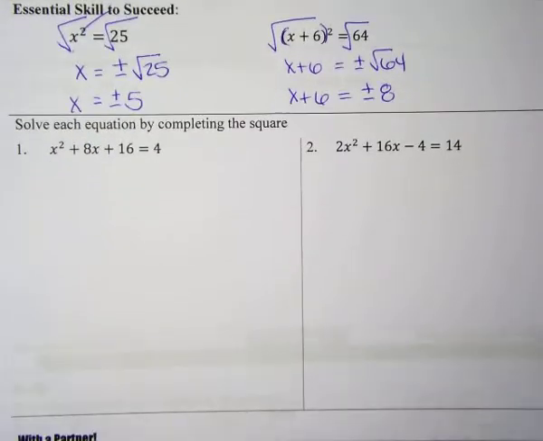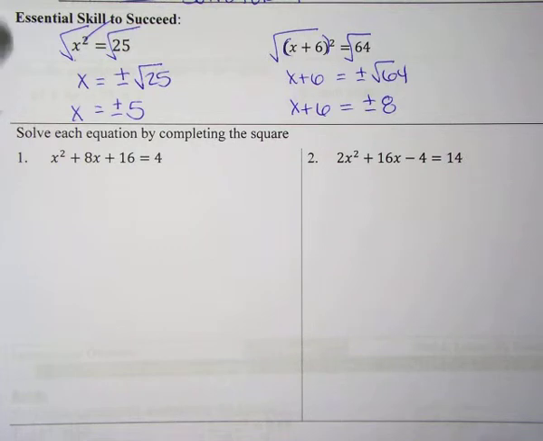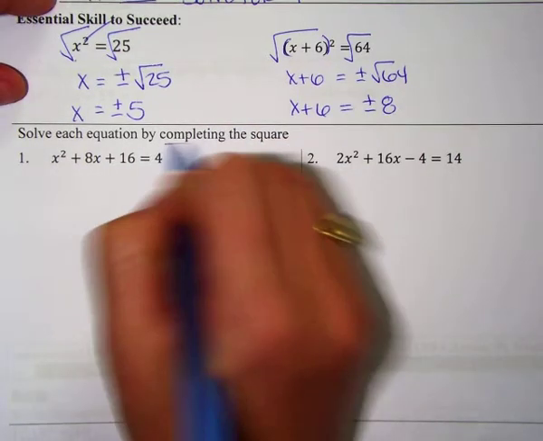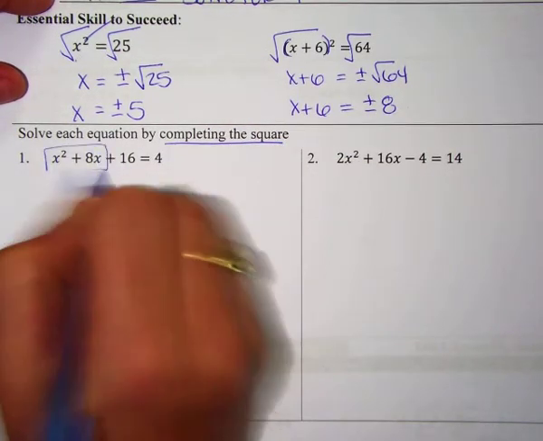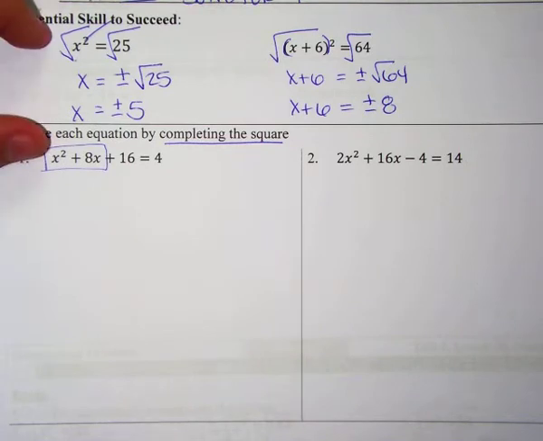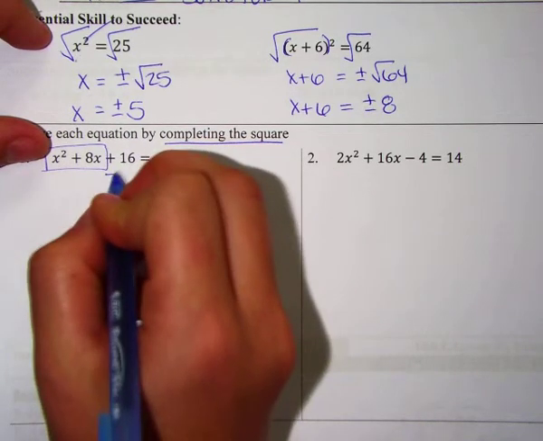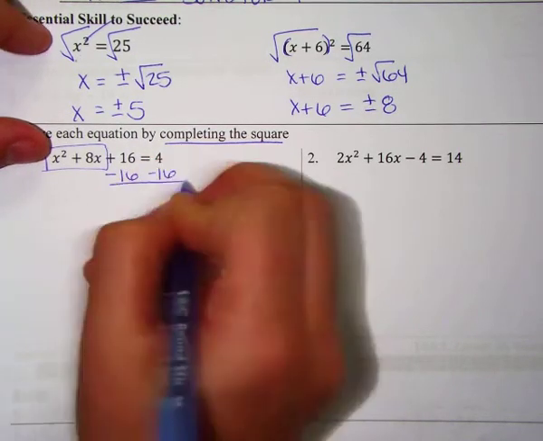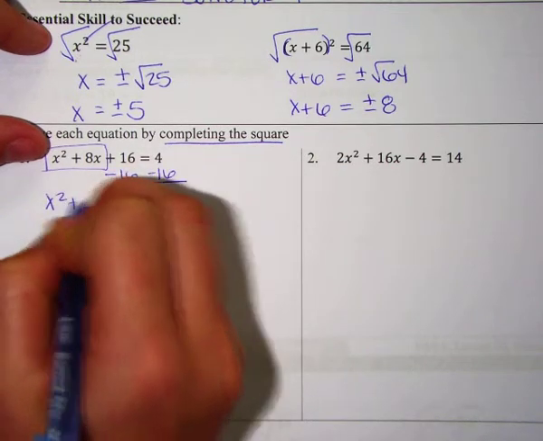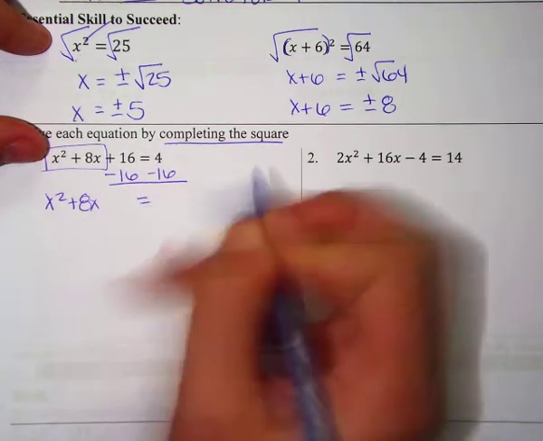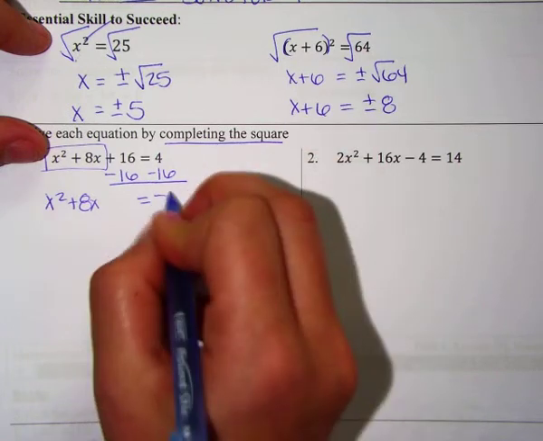So let's go ahead and solve these two problems by completing the square. If we are completing the square, we need the two x variables on the left side by themselves. So I'll start by subtracting the constant. I'm left with x squared plus 8x equals 4 minus 16, which is a negative 12.